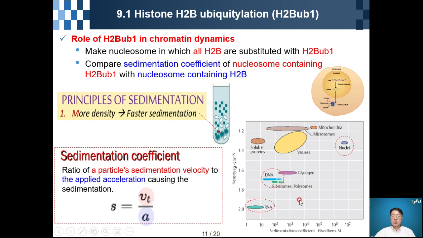So usually the sedimentation coefficient is highly correlated with the density, even though there are some exceptions here.